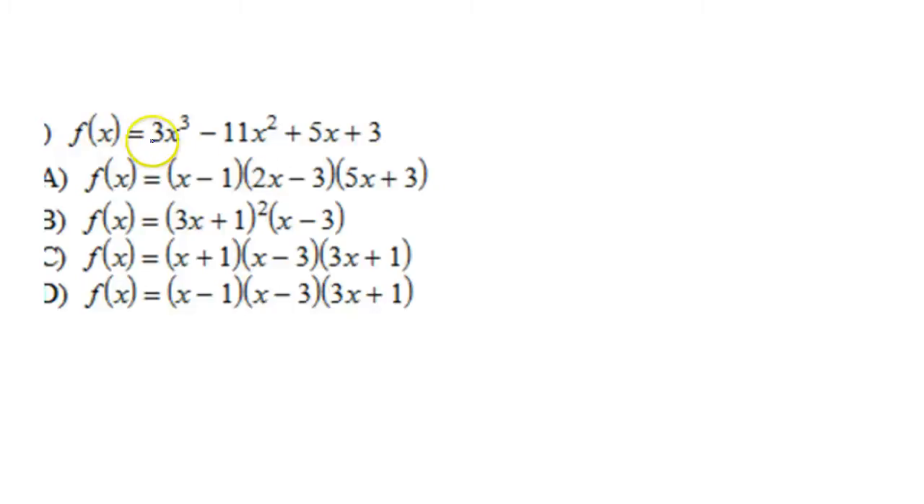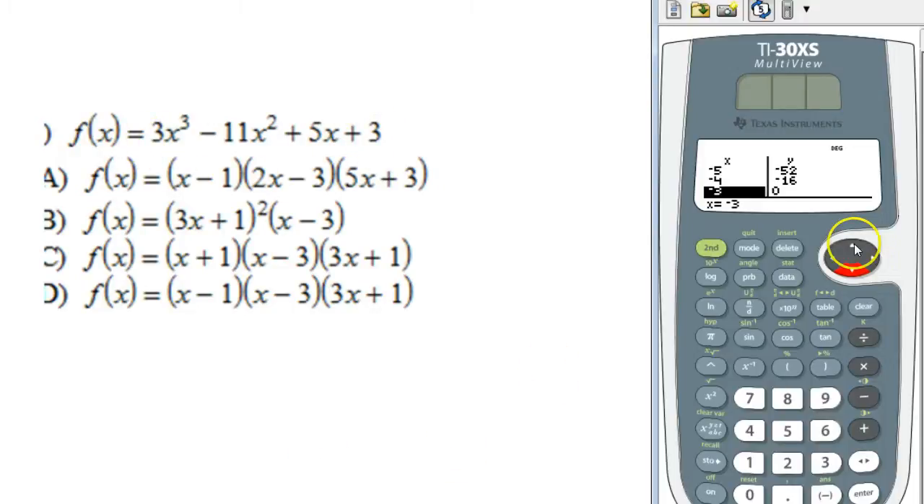In this video, we will factor this polynomial, and we will use our TI-30XS MultiView to help us out. Hit the table feature and clear out anything that's in there, and start typing in this polynomial. So this one is 3x to the third power minus 11x squared plus 5x plus 3.